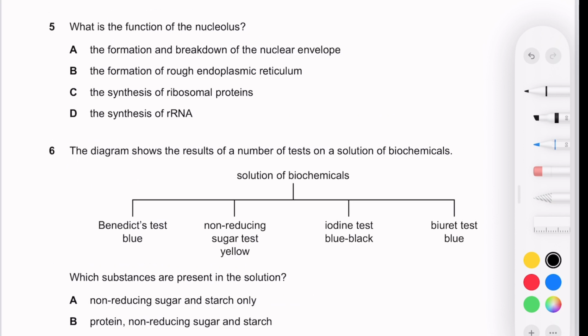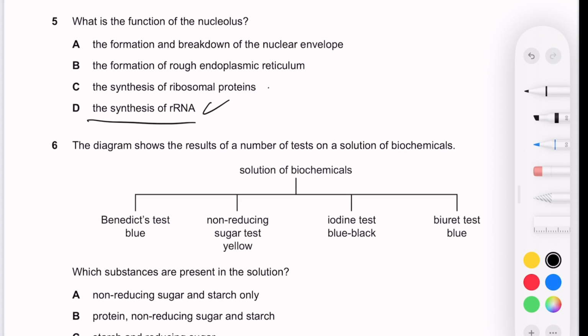What's the function of the nucleolus? The formation and breakdown of the nuclear envelope? Actually, no, the nucleolus is responsible for formation of ribosomal RNA, which forms a part of the ribosomes. And so the synthesis of ribosomal RNA, that is correct. However, it's not the synthesis of ribosomal proteins.